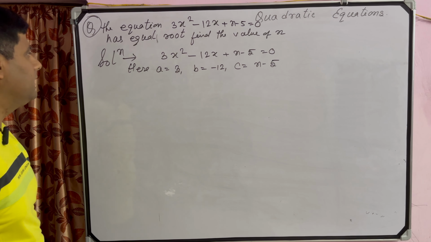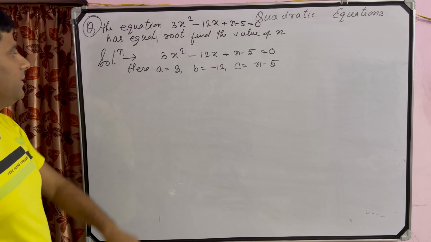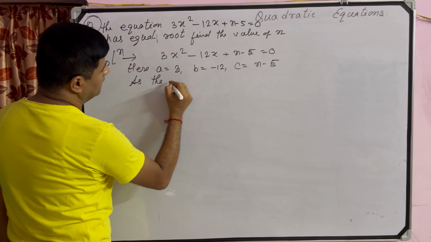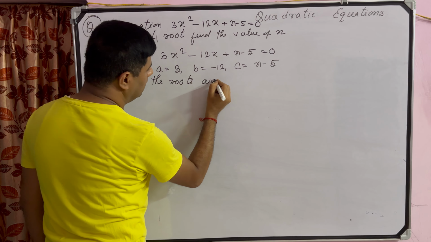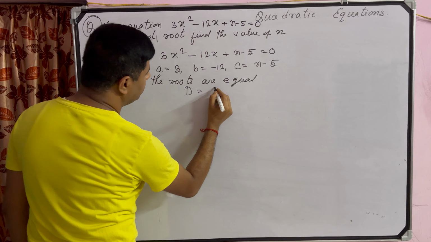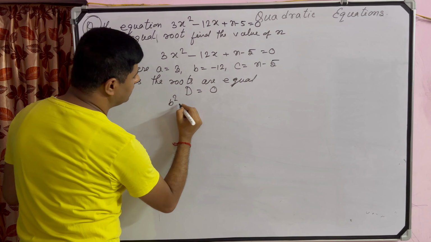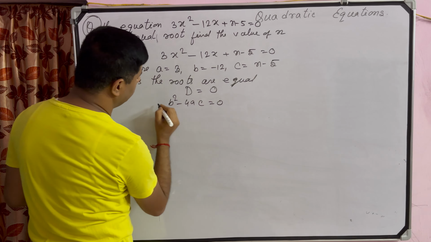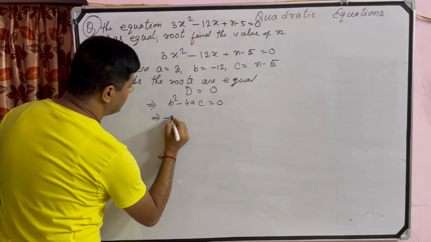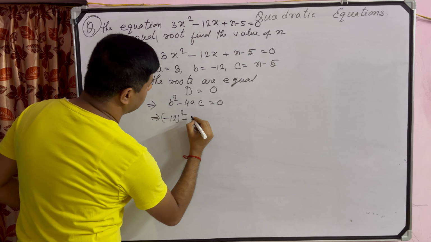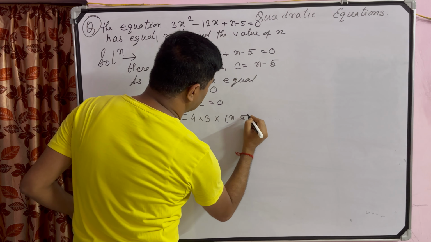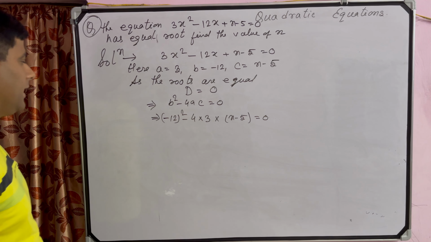And you know how to determine the nature, because it is saying equal, this means d must be equal to 0. So you can say as the roots are equal, d must be equals to 0. And what is d? d mean to say b square minus 4ac must be equals to 0. This means what is b? b is minus 12. So minus 12 square minus 4 into a is 3 and c is n minus 5 is equals to 0. Then you can solve this equation and find the value of n.